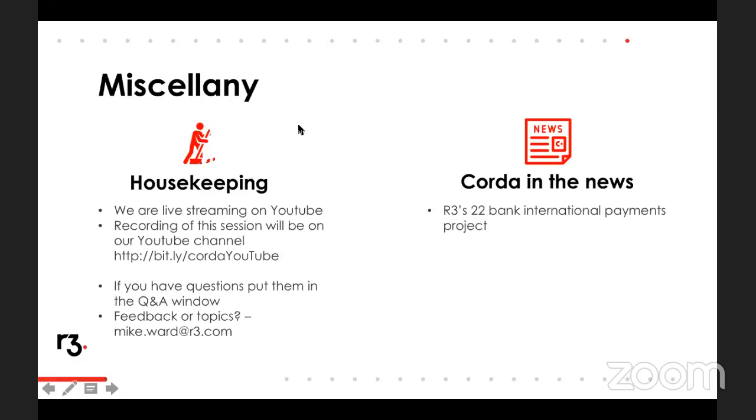So, Corda in the news. We announced a project that is running with our member banks. You may have seen this in the news: 22 banks cooperating in an international payments project. We'll actually have more details on that and try and bring some people to talk about the work we're doing there into the architecture working group, either in the next session or the session following that. We wanted to acknowledge that as it just occurred 2 days ago, and let you know that we'll get some people to talk in more detail about it.